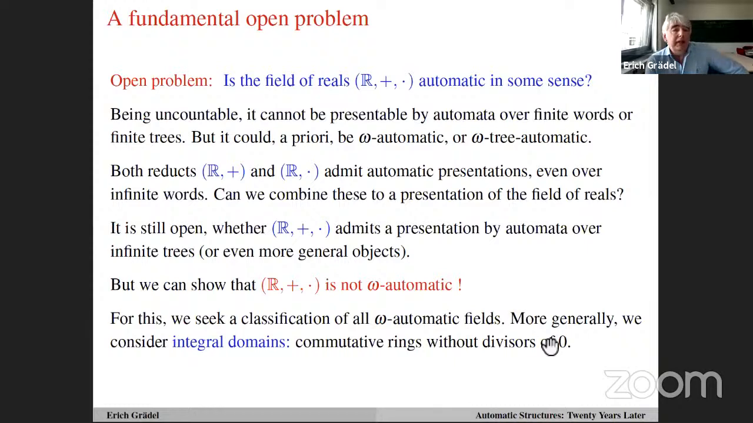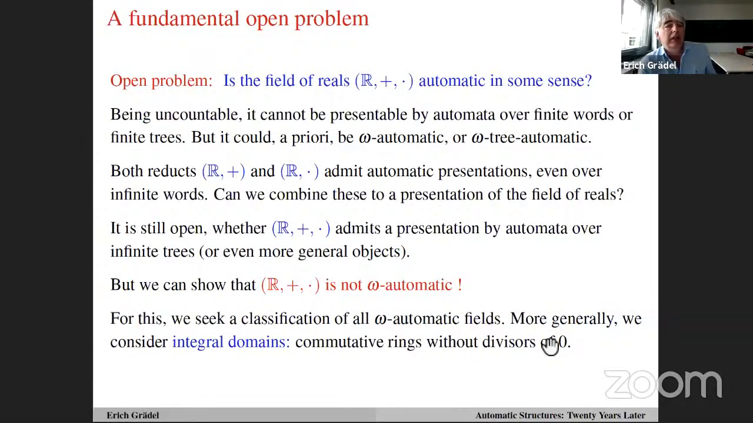Now, a fundamental open problem in this field is the question whether the field of reals is automatic in some sense. Well, not in this explicit form, but in some sense, this has already been asked by Rabin. It is, of course, known that the field of reals has a decidable theory shown by Tarski based on quantifier elimination. But contrary to other such structures, such as Presburger arithmetic, where we have automata-based decision procedures, we do not know such a procedure in the case of the field of reals.